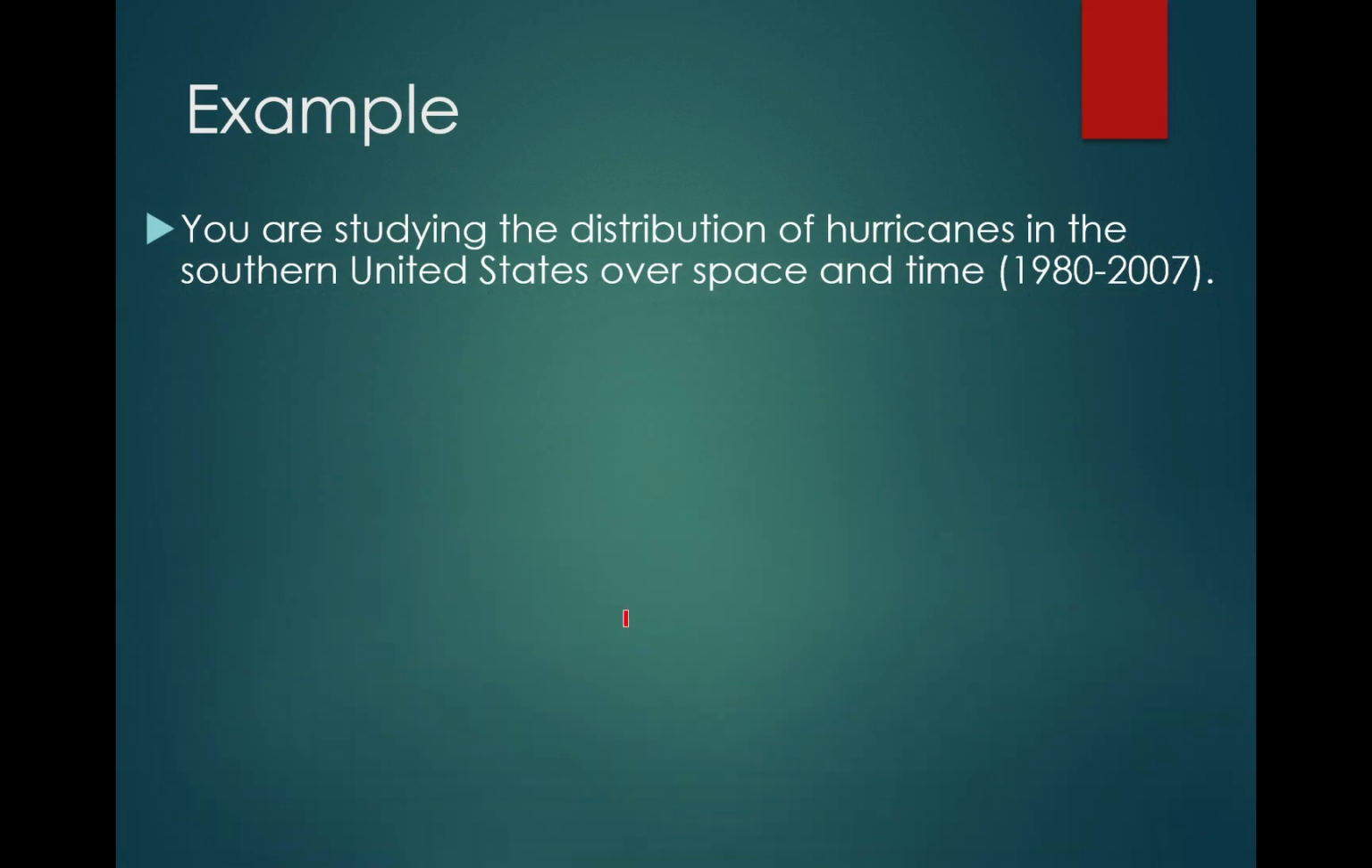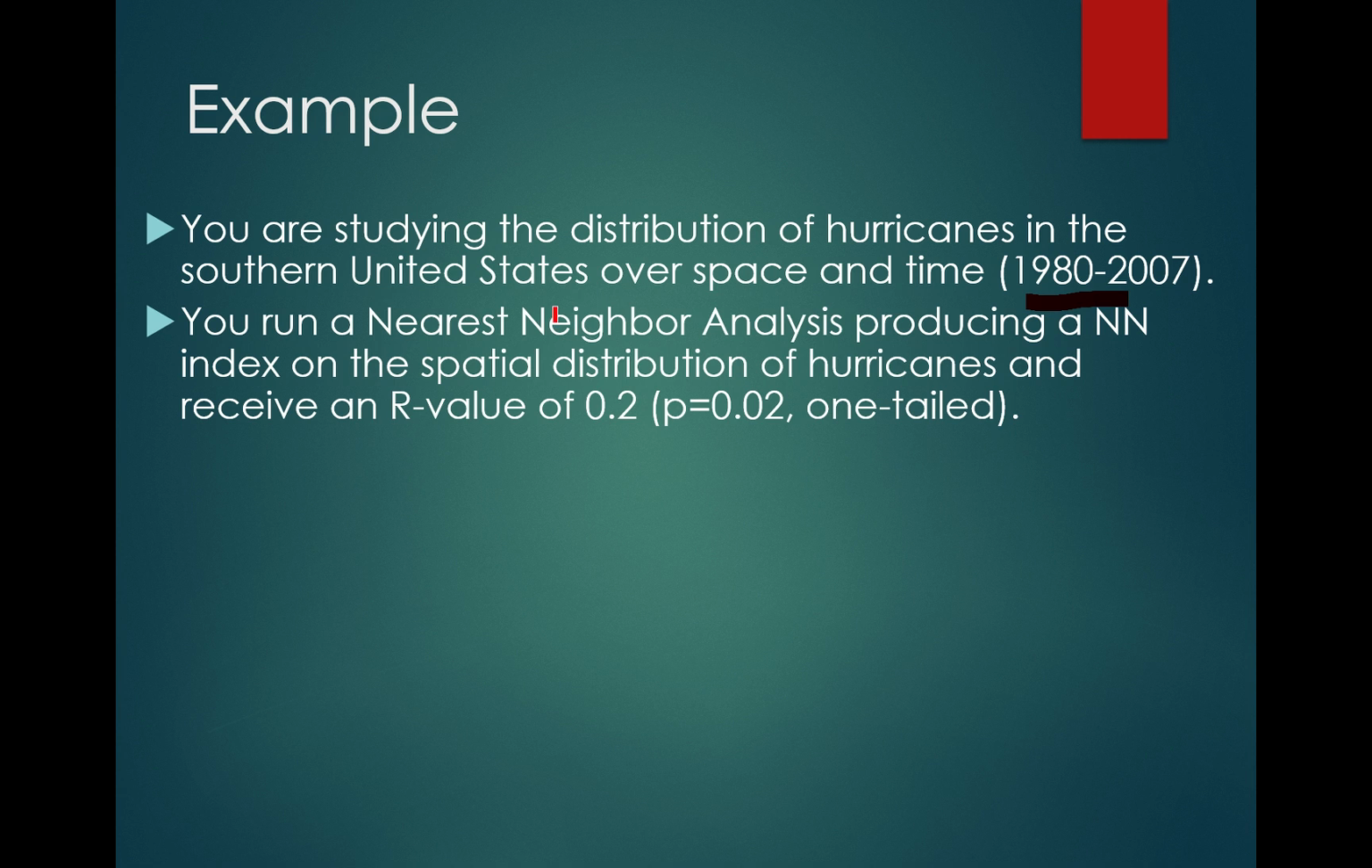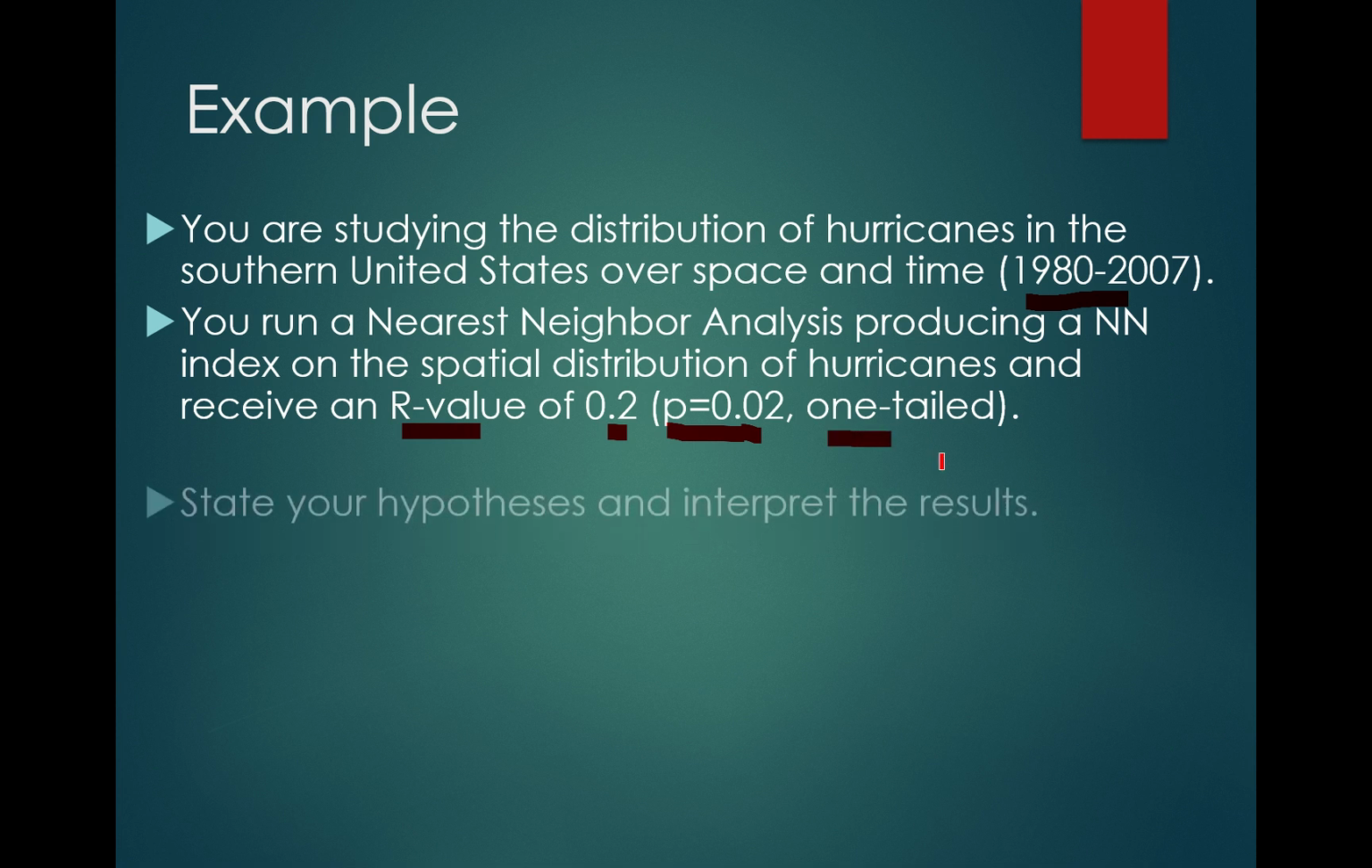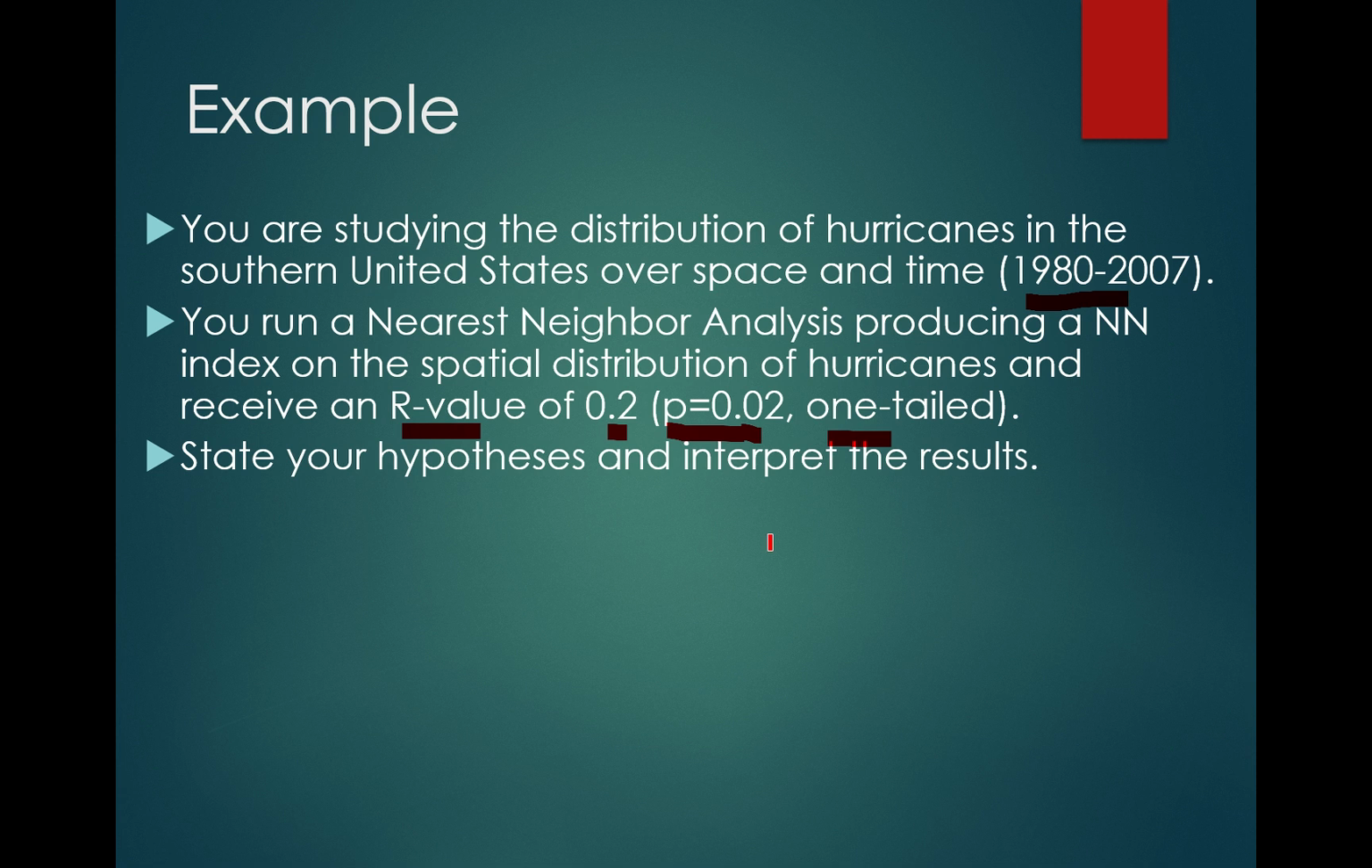So an example that we could apply to the average nearest neighbor algorithm is that imagine you're studying the distribution of hurricanes over the southern United States over time and space from the years 1980 to 2007. You run your nearest neighbor analysis, you calculate your ANN value, and you get an ANN or R value of 0.2, and your p-value is returned at 0.02, meaning that it's quite significant, and it's one-tailed. So this would be a classical hypothesis test that you could state your hypothesis and interpret the results on.